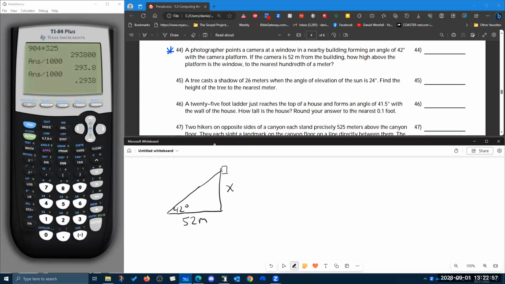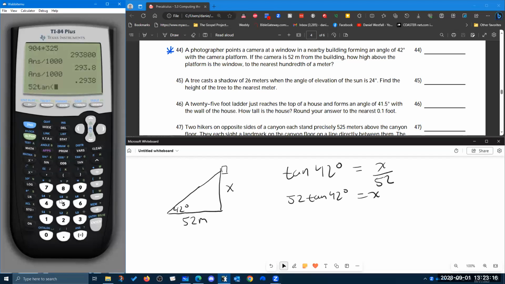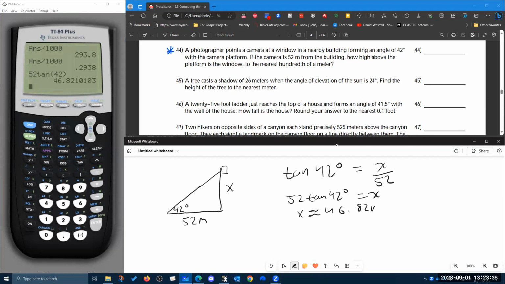So we have a relationship between the opposite and the adjacent side. So tangent of 42 degrees is equal to x over 52. So 52 times the tangent of 42 degrees is x. 52 tangent of 42. I'm still in degree mode from earlier, so make sure you're in degree mode if you're typing in angles and degrees. We want to go out to the nearest hundredth of a meter this time. So x is approximately 46.82 meters.